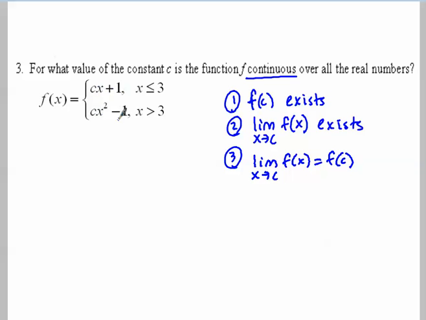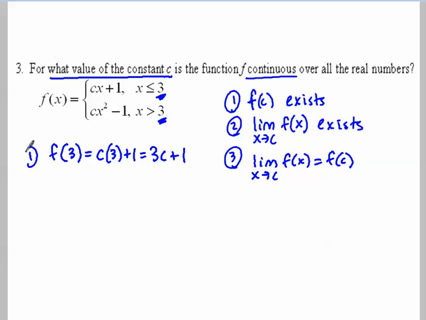So where might that function value be? Now I see a linear, I see a quadratic, they are both continuous. Therefore, the place where they might not be continuous is in the constraints, where they might be broken apart. So first thing I'm going to look at, does f of 3 exist? If I plug 3 in here, I get c times 3 plus 1. That's 3c plus 1. Well, I can't go any further. In fact, they're actually asking me what value of c this is going to happen.